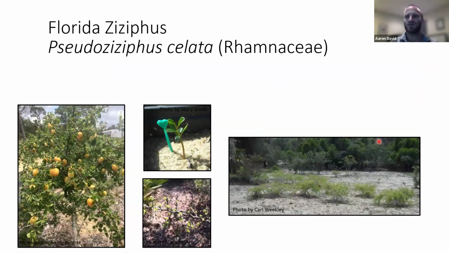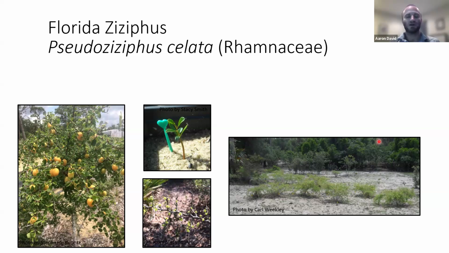The next of the rarest of the rare species is the Florida ziziphus, formerly Ziziphus celata or Pseudoziziphus celata. This is a really interesting species. It was first collected in 1951 by a botanist, and he didn't know what it was, so he made a voucher specimen, and it was stuck in a drawer. Then in the 80s, it was discovered in that drawer and described as a new species, whose closest relative is not anywhere near here. It's all the way out in California, and that's the only other Ziziphus species we have that's native to North America.